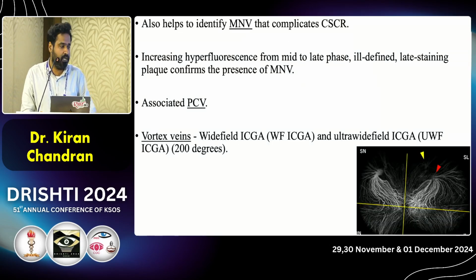ICG also helps in identifying MNV that complicates CSCR, and it appears as ill-defined lesions with late staining plaques. Associated polypoidal choroidal vasculopathy can also be diagnosed, since overlap cases can occur with CSCR. The vortex veins can be identified very beautifully using the wide-angle systems.